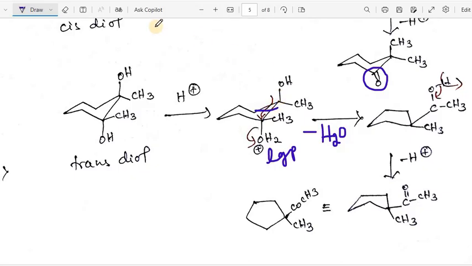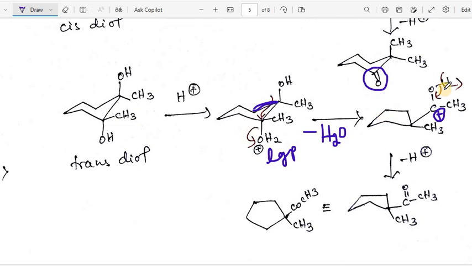Instead, this bond will migrate. Which bond? The carbon-carbon bond. This bond itself will migrate, and there is a formation of another carbonium ion. The 6-membered ring will undergo ring contraction and form a 5-membered ring. See here.